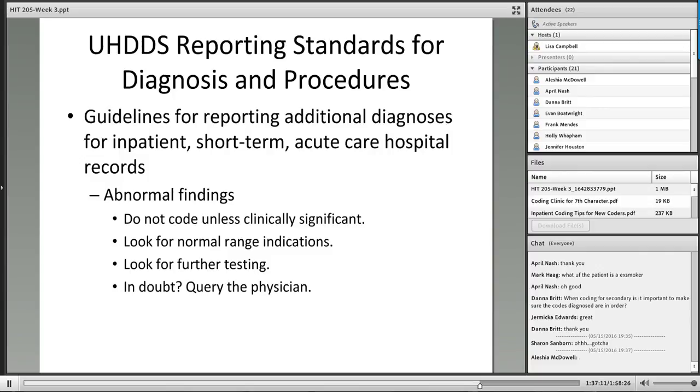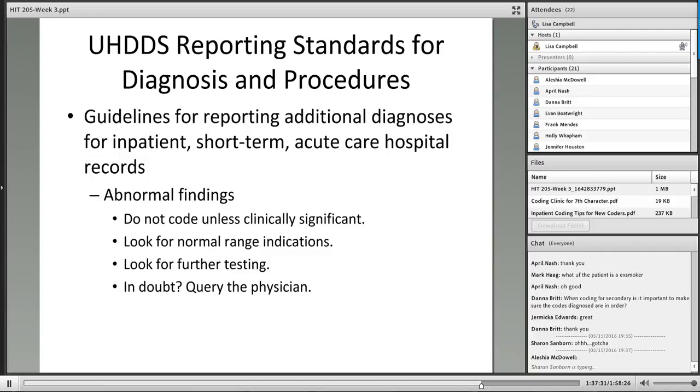So in terms of abnormal findings, you want to look for additional documentation so that when you are ready to query him, you can give him his own clinical documentation and say, hey, Dr.